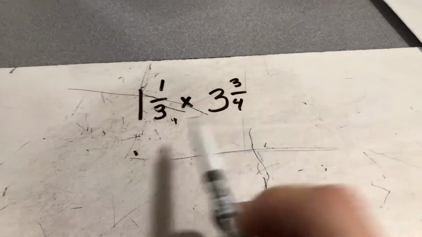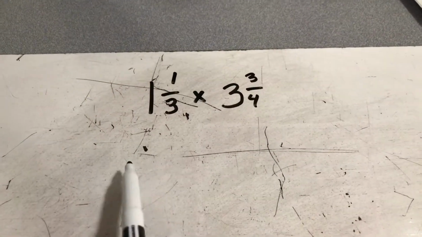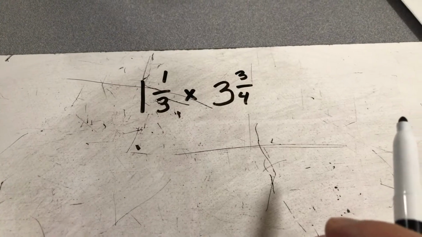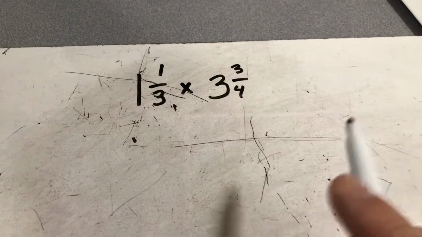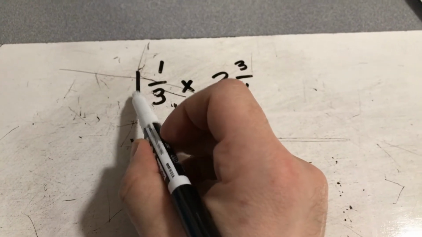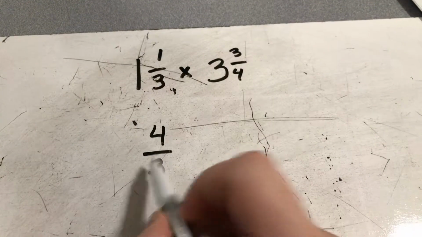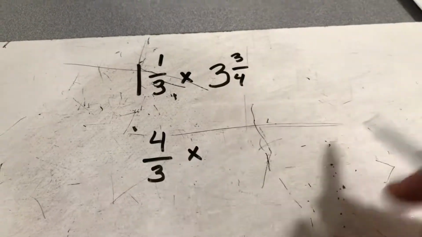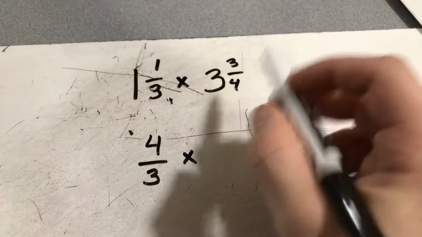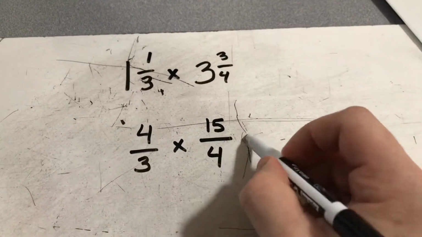So in order to solve this type of problem, you would change these to improper fractions, multiply across, and then in the end, if you need to use the long division algorithm, you'll have to use it. So here's the trick. 3 times 1 is 3, plus the 1 is 4. Denominator stays the same. Multiply. 4 times 3 is 12, plus 3 is 15. The denominator stays the same.